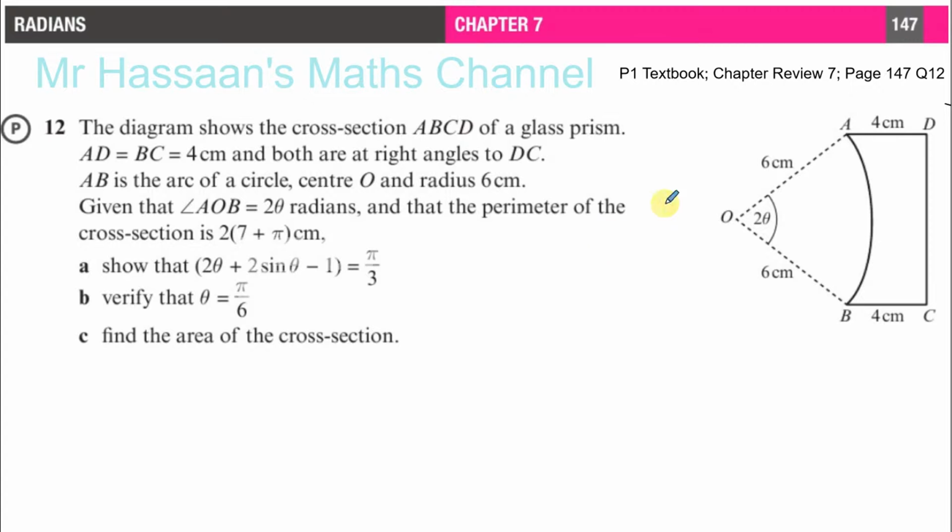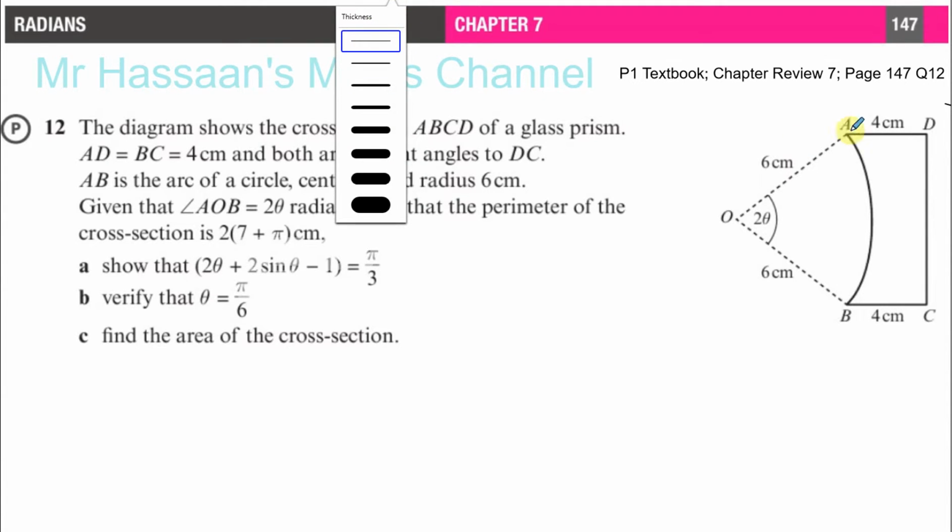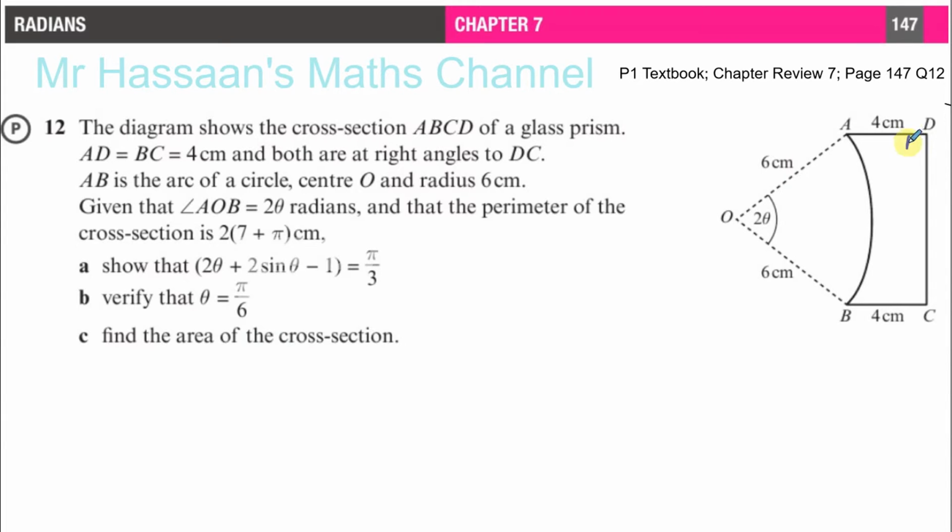We're told that the lengths AD and BC are both the same, 4 centimeters, and that there is a right angle between AD and DC, and between BC and DC. So here we have a right angle, and here we have a right angle, 90 degrees. That's the information that we're told.